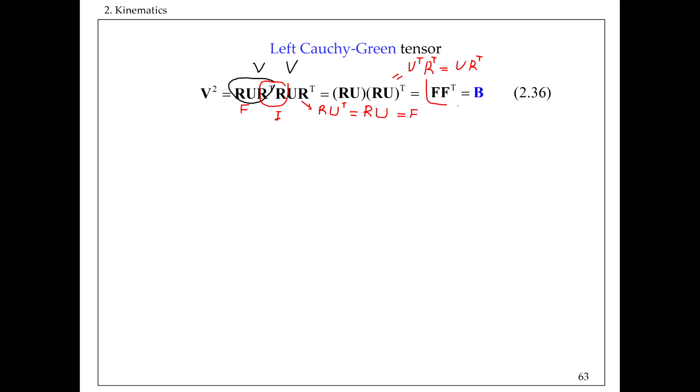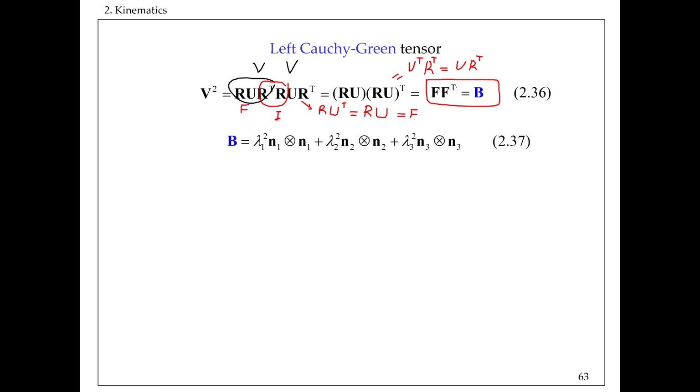Typically this is the definition, F F transpose. And the difference with the right Cauchy-Green tensor is where this transpose stands, so that actually changes quite a lot. And so then, again, based on very similar logic, we can write it into the spectral decomposition through the principal stretches, right? So that will look like that.